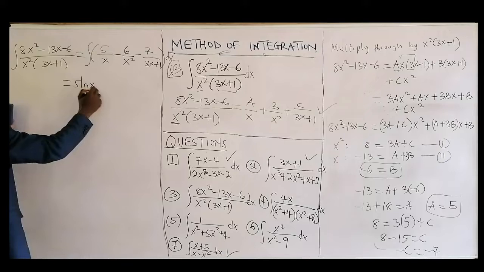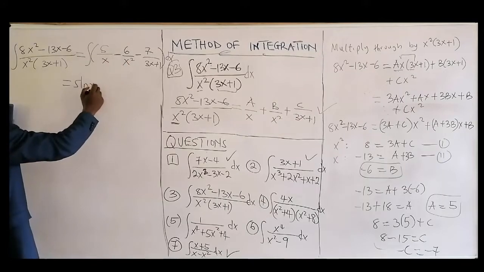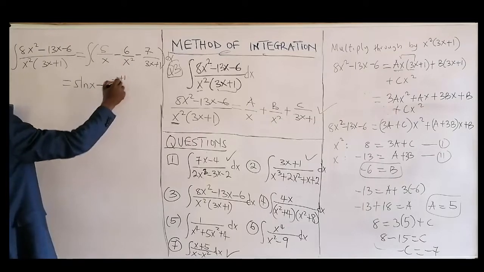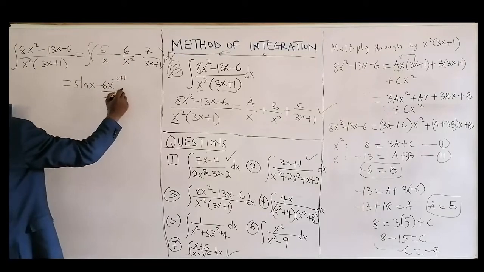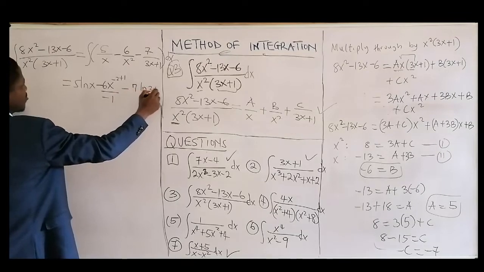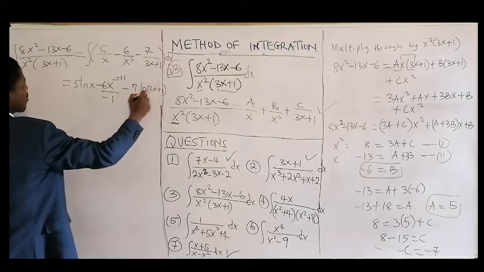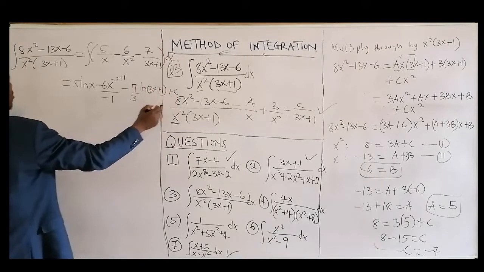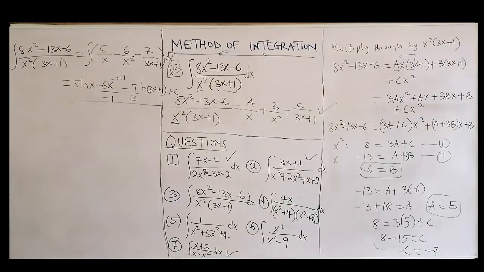5 ln x. This one, you can do this one, which is equal to minus 6 x minus 2. If you go up, plus 1 over minus 1, then minus 7 ln 3x plus 1. Okay, and then you divide by what? By that, over 3 plus c. So that's that on that for your answer.